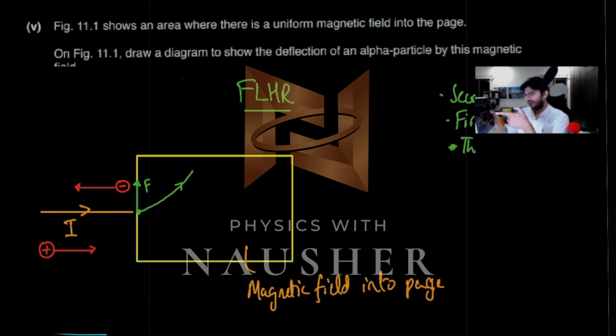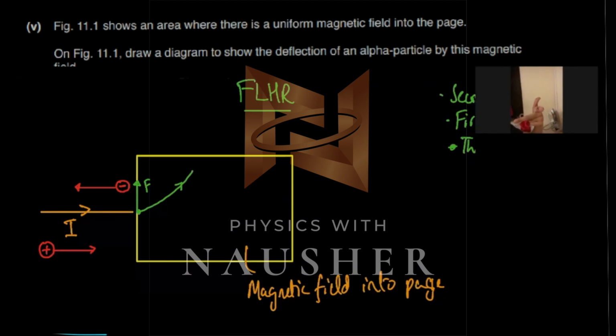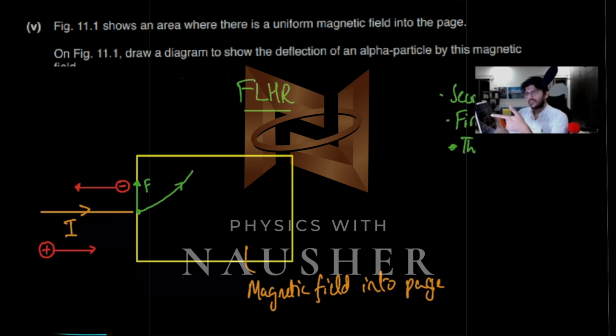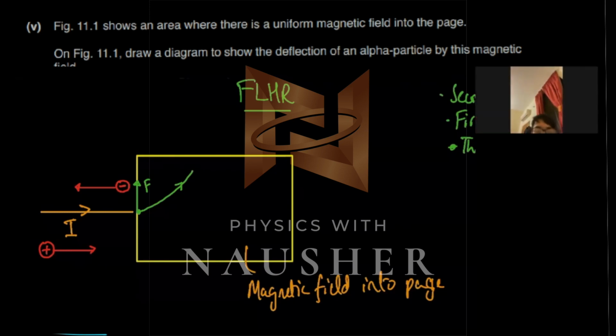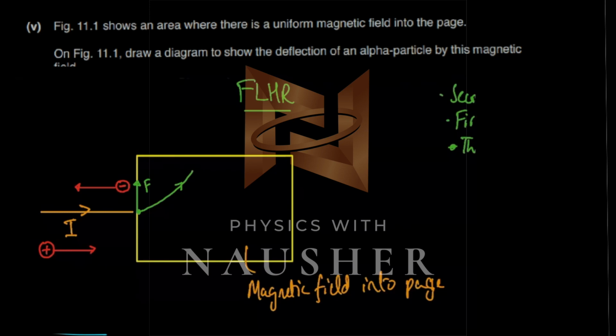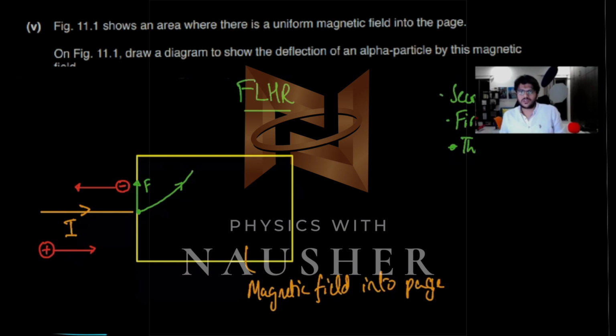So your first finger is pointing into the page. Your second finger should be pointing in the direction of current. Okay, sir. कर रहे? Yes, sir. आप बताओ थंब किधर पॉइंट कर रहा है? नीचे की तरफ या ऊपर की तरफ? Upward. तो फोर्स इज अपवर्ड्स. जी, sir. Sir, thank you very much.